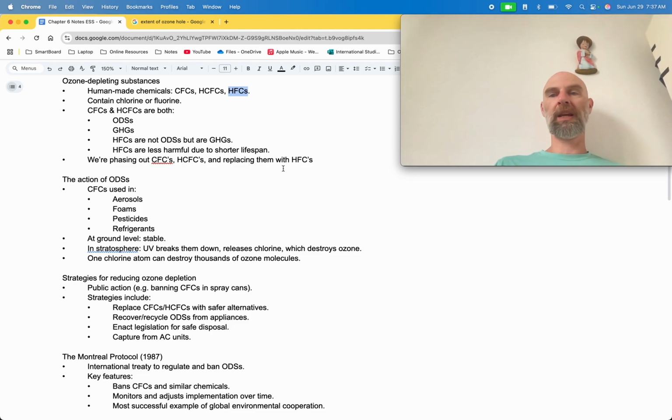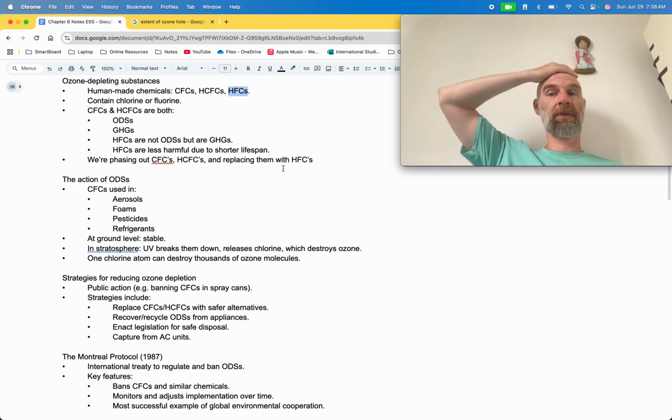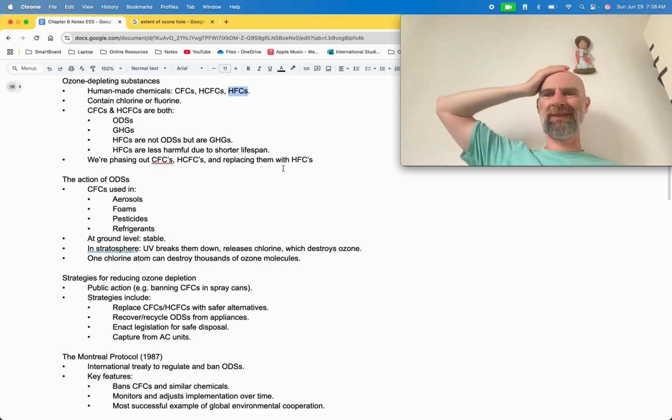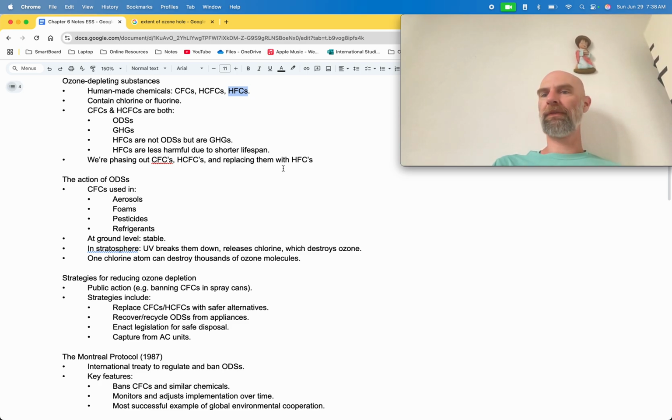CFCs are used in aerosols, like any can that you spray. Try to avoid getting those. I mean, obviously I shave my head, and I'm no stranger to shave cream. But I've been trying to use a shaving bar or soap that doesn't come in an aerosol can, because I think there are other ways around it. Foams will have it, like a lot of fire extinguisher foams. Pesticides as well. Refrigerants are huge for these.